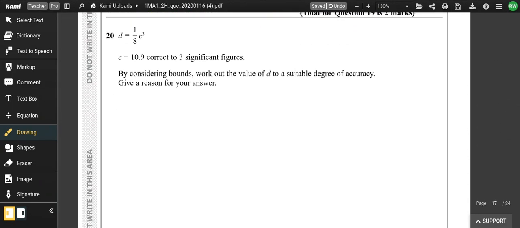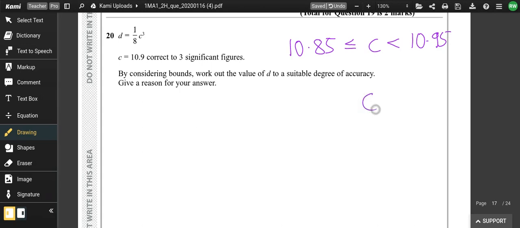Okay, we've got a bounds question here. C is 10.9 correct to 3SF. So we're going to go up 0.05, sorry. So C can go down to 10.85, and that can go up to 10.95, like that.